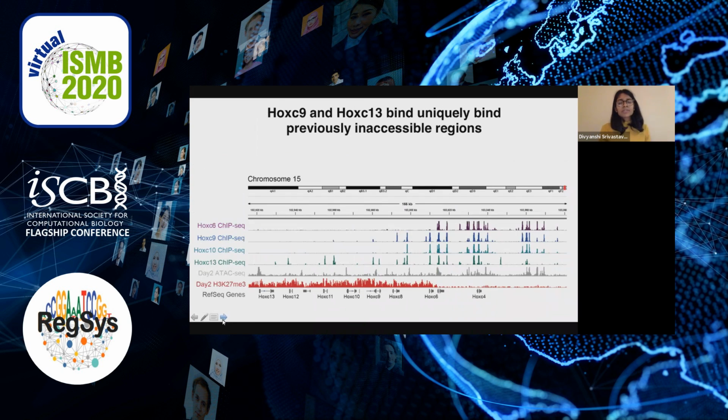So with this, I'd like to conclude my talk. We think that in addition to sequence, pre-existing chromatin can allow for diversification of Hox transcription factor binding specificities. And this intuition is captured nicely here in this genome browser snapshot, where we see HOXC13 and HOXC9 bind deeper into previously inaccessible chromatin, which contained low ATAC-seq and high K27 trimethylation signals.